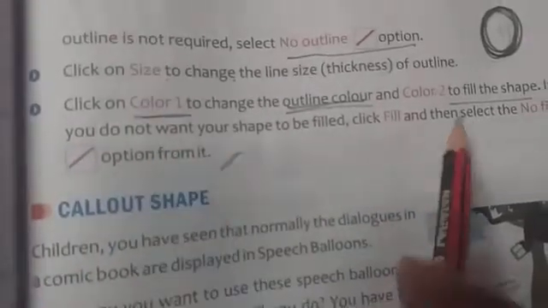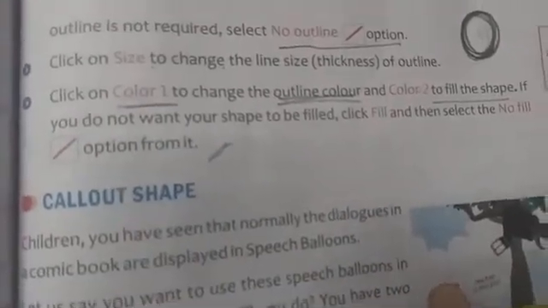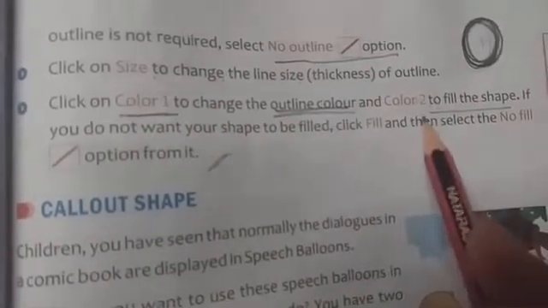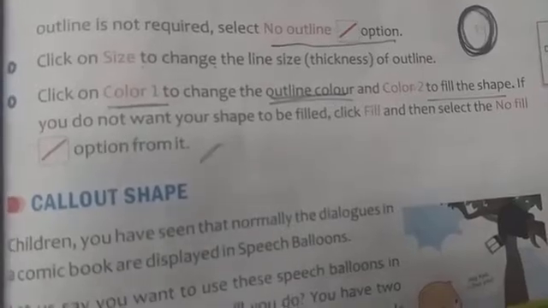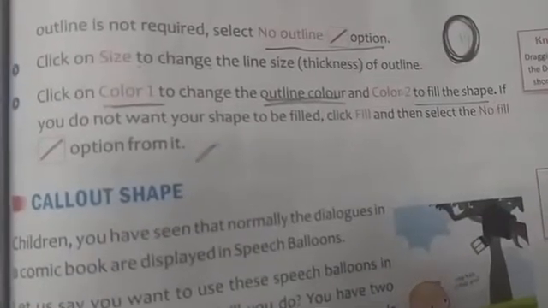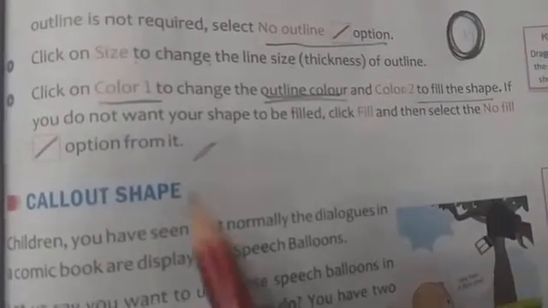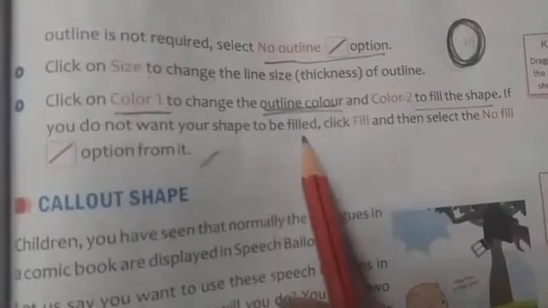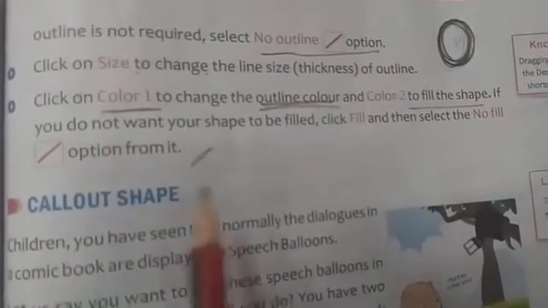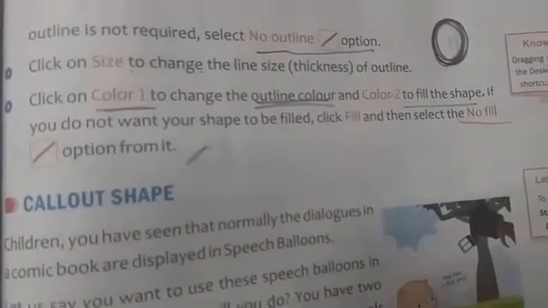Then color 1 and color 2, both options are present there. So click on color 1 to change the outline color and color 2 to fill the shape. With the help of color 1 we will change the outline color, and color 2 is used to fill color within the shape. So if you don't want your shape to be filled, click fill and then click on the no fill option from it. Yes, if we don't want to fill any color, then we can choose the no fill option.